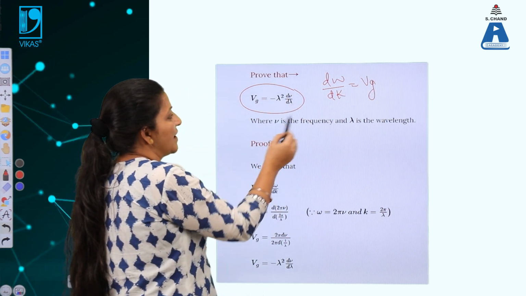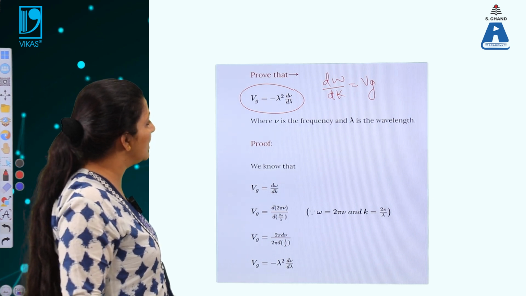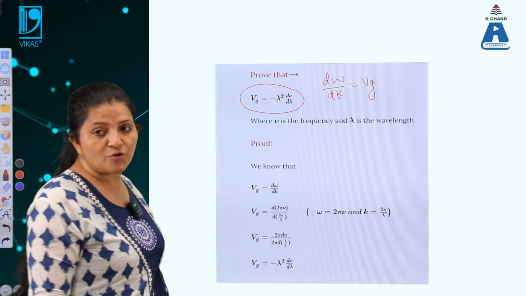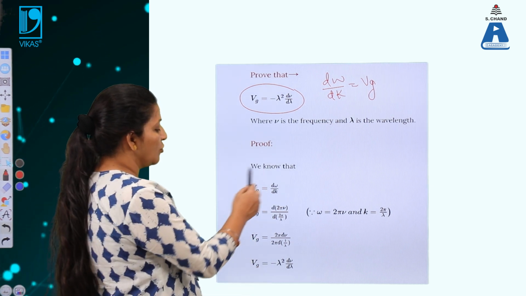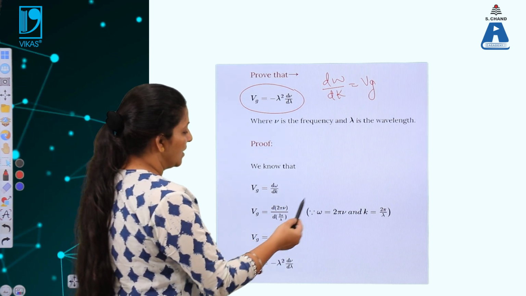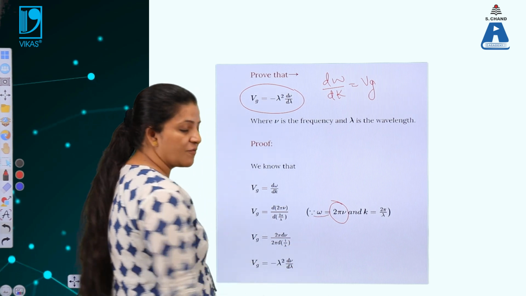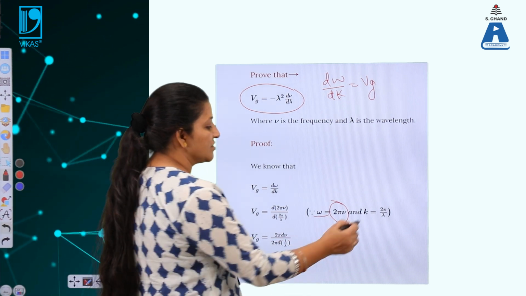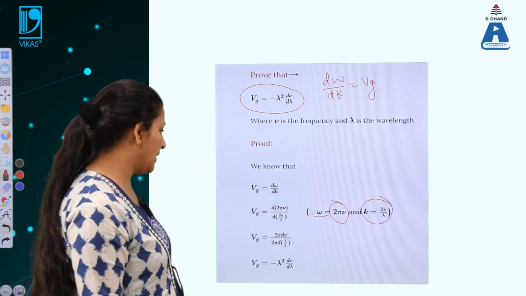Also, the group velocity can be written as minus lambda square into d nu by d lambda. What is nu here? That is the frequency of the wave, and lambda is the wavelength of the wave. Now in order to derive this expression, we know that omega equals 2 pi nu. Omega is the angular frequency, and nu is the frequency of the wave. And what is k here? That is the propagation constant, which equals 2 pi by lambda.